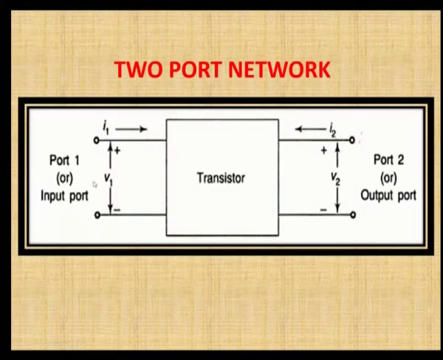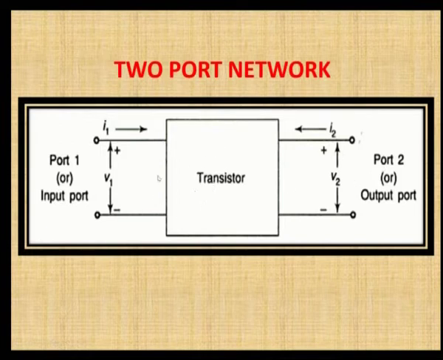Here this is the input port or port 1, and here this is the output port or port 2, and the input current is represented by I1 and input voltage is represented by V1, and here the output current is represented by I2 and output voltage is represented by V2. So, here this is the input port and this is the output port. So, there are two ports, so it is a two-port network.